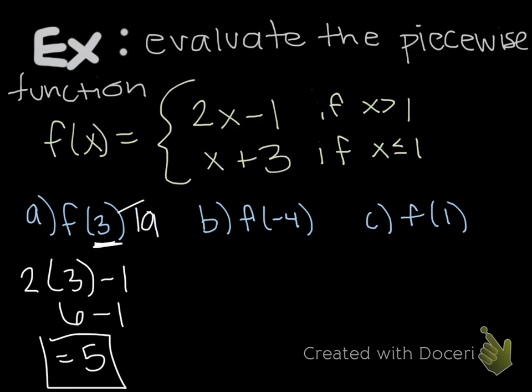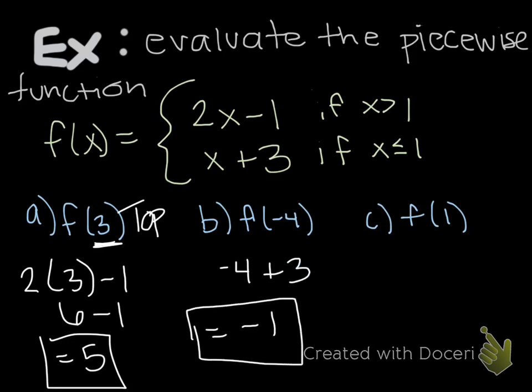And you want to label top if you want to label that. Negative 4 is less than or equal to 1, therefore we're dealing with the bottom equation, so I'm just plugging negative 4 into the bottom equation. So the answer when x is negative 4 is equal to negative 1. Lastly, when x equals 1, we're again going to be on the bottom equation because that's where it is true. 1 is less than or equal to 1. So I plug 1 in, and the answer would be 4. All right, that's all for today.